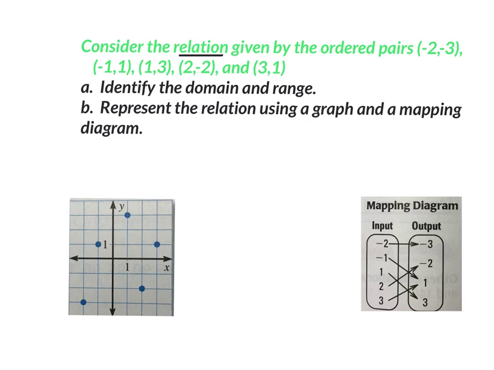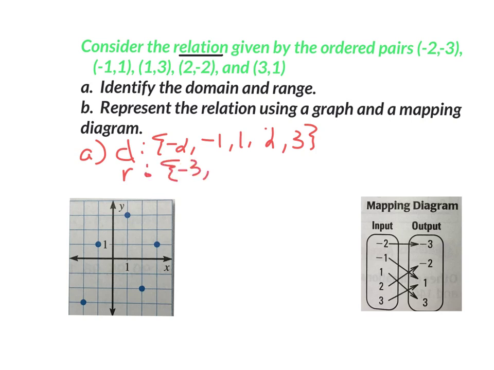Part A says identify the domain and range. I've got a great gesture for you tomorrow for domain and range. I know you're looking forward to that. But the domain are the possible x values. So the domain would be all the x's: -2, -1, 1, 2, and 3. So domain are the x values. The range are the y values. Range is y. Domain is x. So the range is -3, 1, 3, -2, and 1.